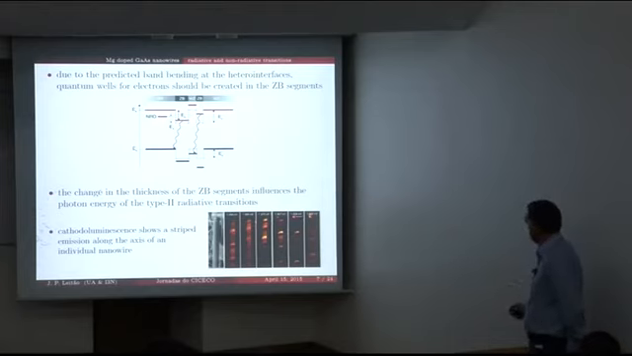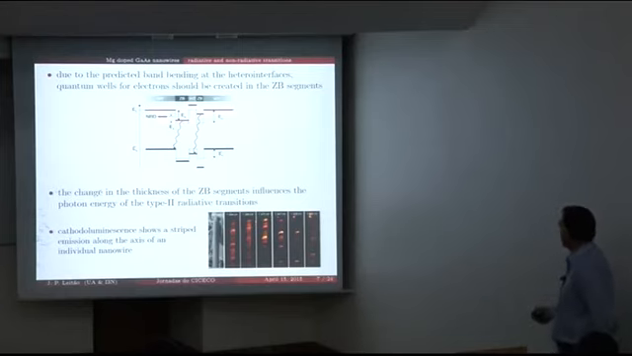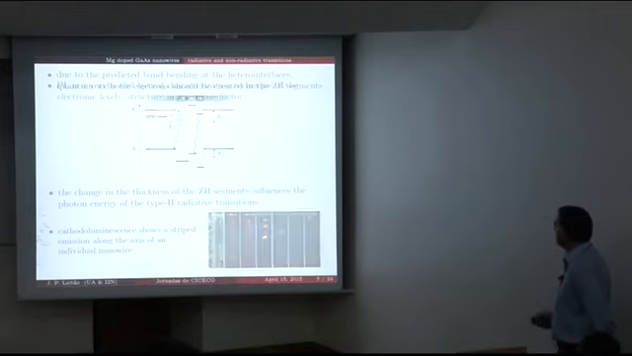We performed cathodoluminescence measurements on the side of these nanowires, and we see that as we put the detector of the equipment at a particular energy value, we observe a striped emission along the axis of the nanowire. We see that for each particular energy, we have emission from different regions of the nanowire. So this is compatible with this picture that we have here.